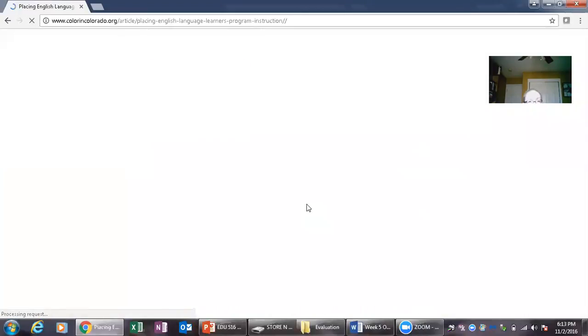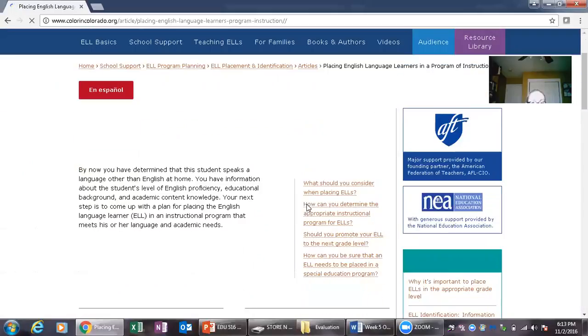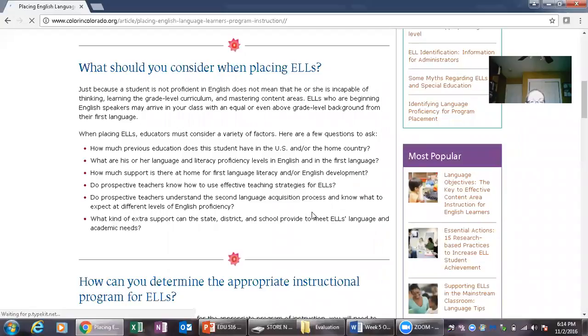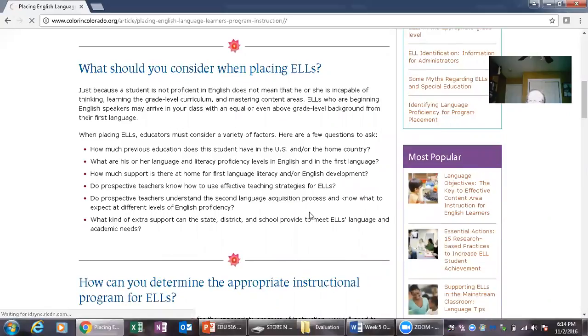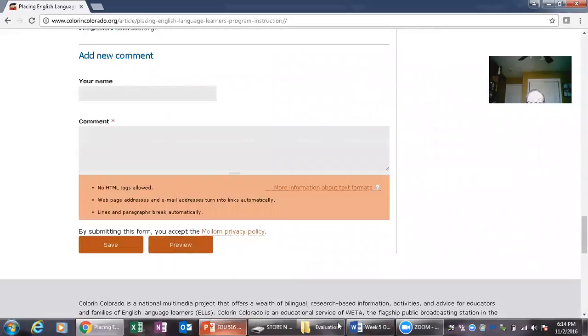Next one is placing English language learners into programs. By now, you've determined the student speaks another language at home. It goes through what you should consider. How much previous education does the student have in his or her native language? What's his or her language proficiency in their native language? How much support is needed? You can use it as a guide.